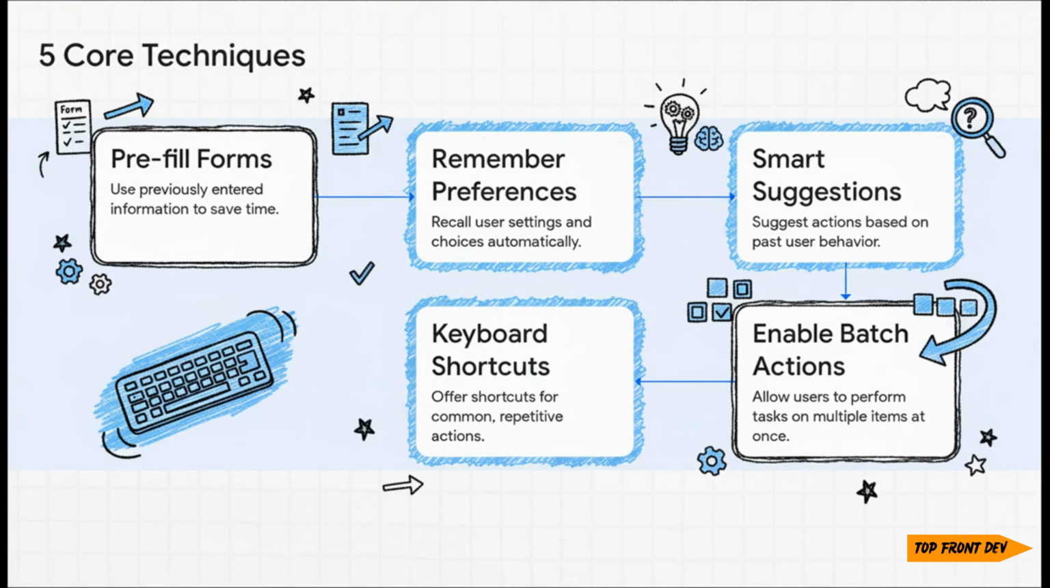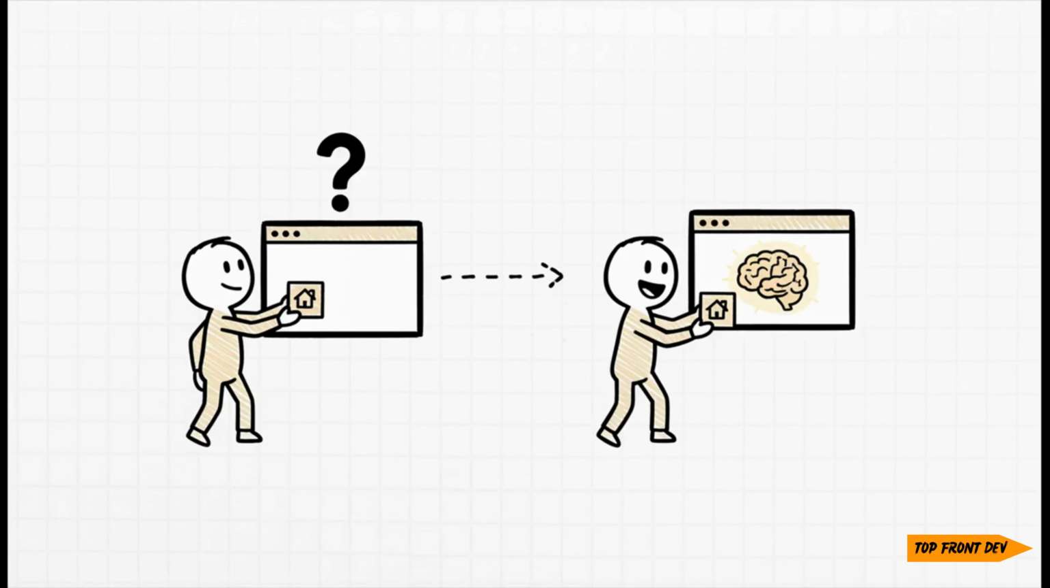And here they are, the big 5. Pre-filling forms, remembering user preferences, providing smart suggestions, enabling batch actions, and offering keyboard shortcuts. Every single one of these is a powerful weapon against the repetition bug. So let's break them down. First up, and this is a big one, pre-filling forms.